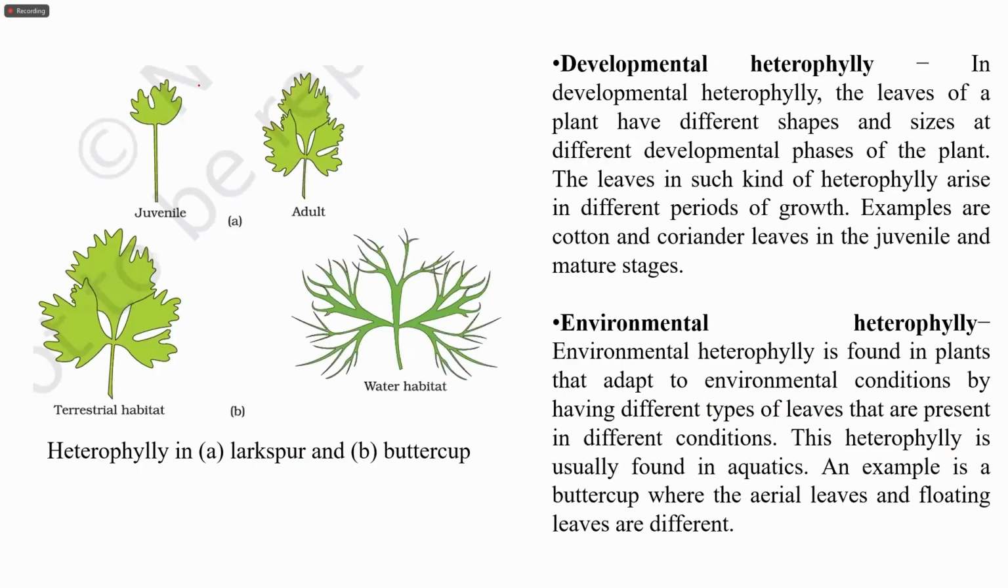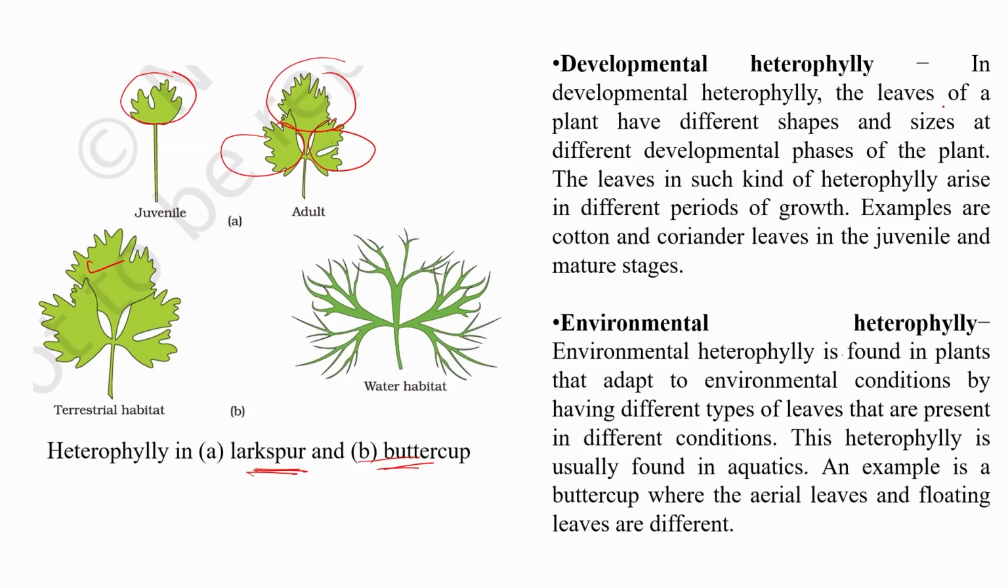So these are the figures you can see here, that there is a change in the shape of the leaves of the juvenile and adult plants. The pattern is different. And this is the heterophylly in larkspur. The second is the buttercup, where the terrestrial habitat had such big leaves, while the water habitat has different types of leaves. So developmental heterophylly is also there.